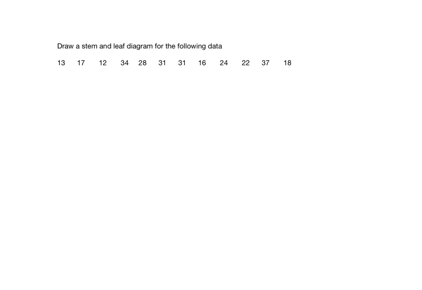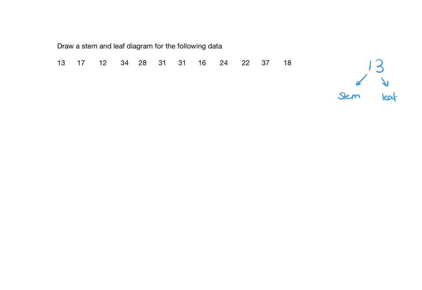In this video, we're going to have a look at drawing a stem and leaf diagram for a set of data. So the first thing we need to do is split our data into stems and leaves. For example, if I take the number 13, my stem is going to be the tens and my leaf is going to be the units. And I can do that for every single number.